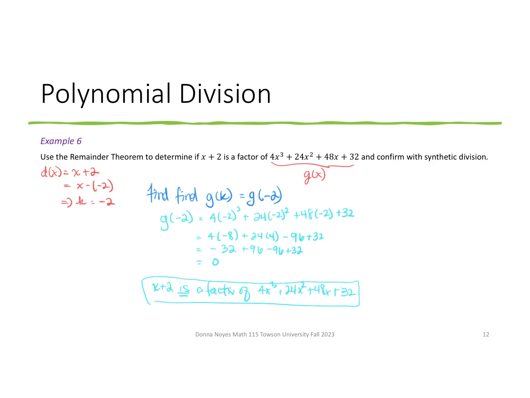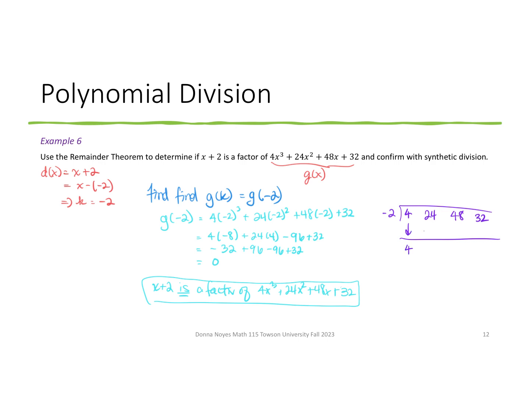Now let's confirm this with our synthetic division. Our synthetic division says we have negative 2 on the outside. Underneath, we have 4x cubed, 24x squared, 48x, and 32 constants. Drop our line, drop down the 4.